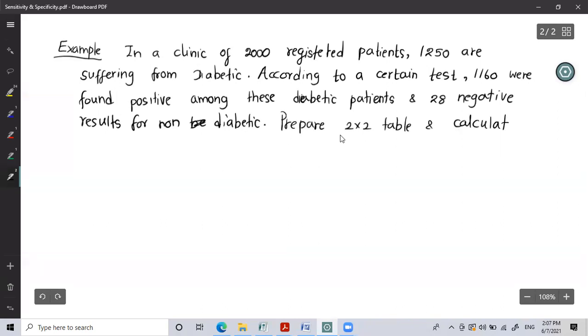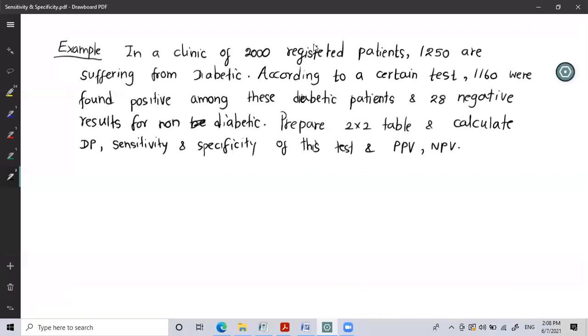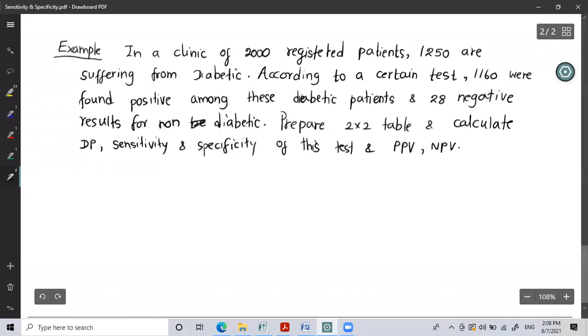And can you calculate disease prevalence, sensitivity, and specificity of the test? And also PPV and NPV. Okay, so all 5 calculations. So when we say disease prevalence here, that is for this clinic, the disease prevalence is for the diabetic. Okay, among these 2,000 patients, what is the prevalence for diabetic? Okay, can you formulate the table and then calculate these values? I'll give you 10 minutes. Okay, try it yourself. And if you have any questions, please speak up.